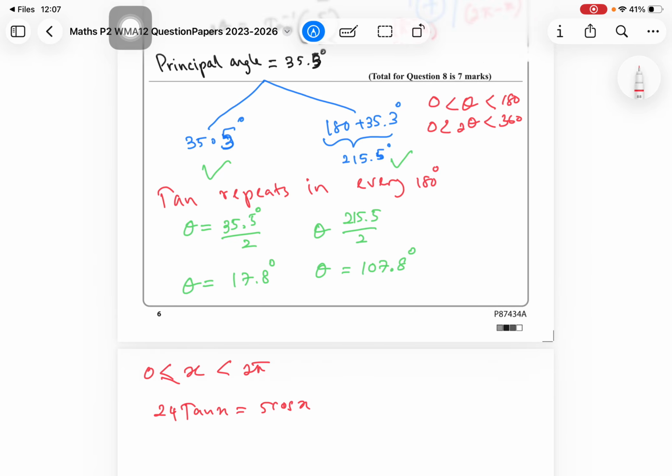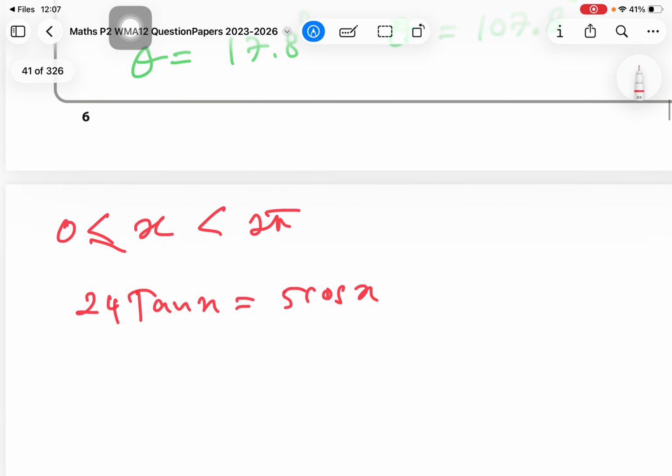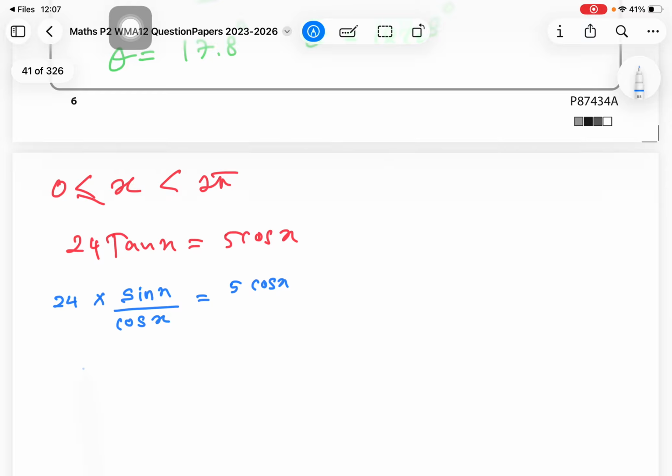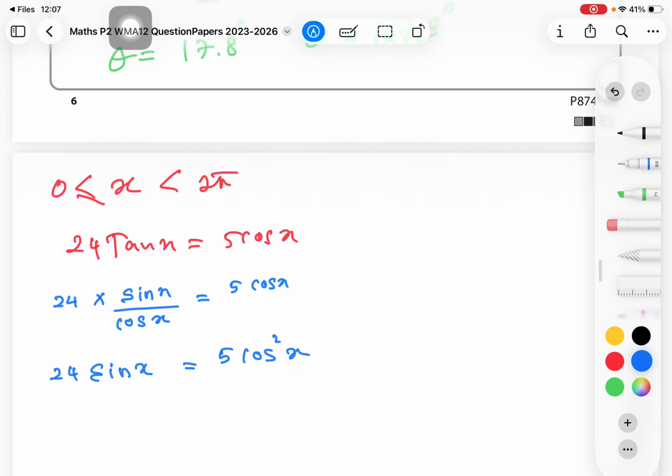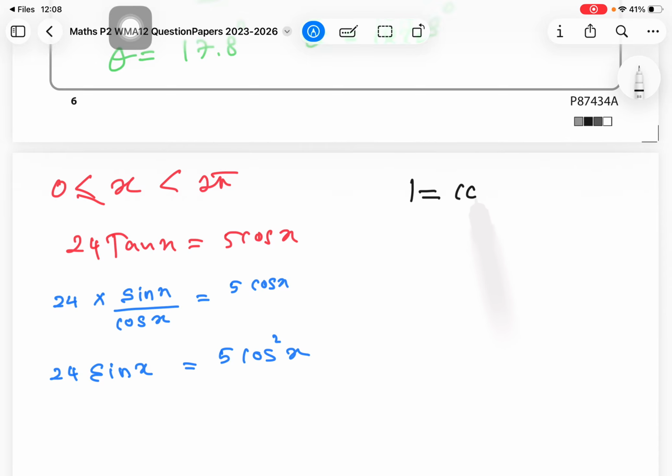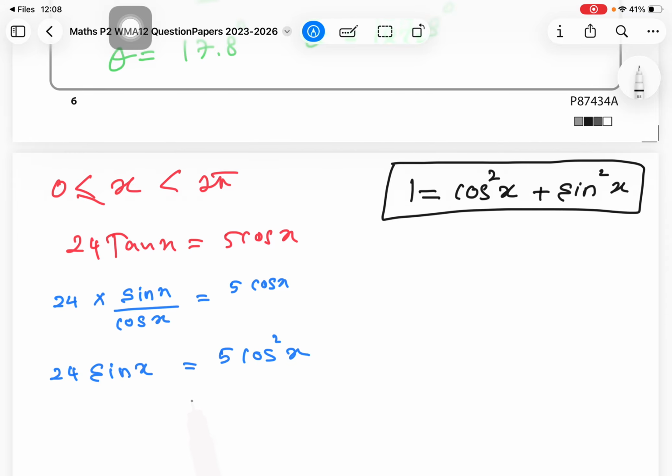In this one, we have to go for one trigonometric ratio only. So I'm going to write tan x as sin x divided by cos x, and we have 5 cos x. Then I can multiply the whole thing by cos x. On this side I have sin x, and when I multiply by cos x it will cancel off. The other side will be cos squared x. We know 1 equals cos squared x plus sin squared x, so we can write cos squared x as 1 minus sin squared x, so that everything is in sin x.